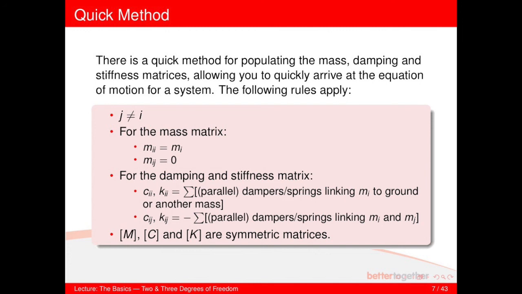And for a linear system, those matrices will be symmetrical. What we mean by a symmetrical matrix is a matrix where you can reflect it about the diagonal and you get the same thing. So that's why C12 will equal C21. First row, second column will equal second row, first column. So that's what we mean by the fact that they're symmetrical.